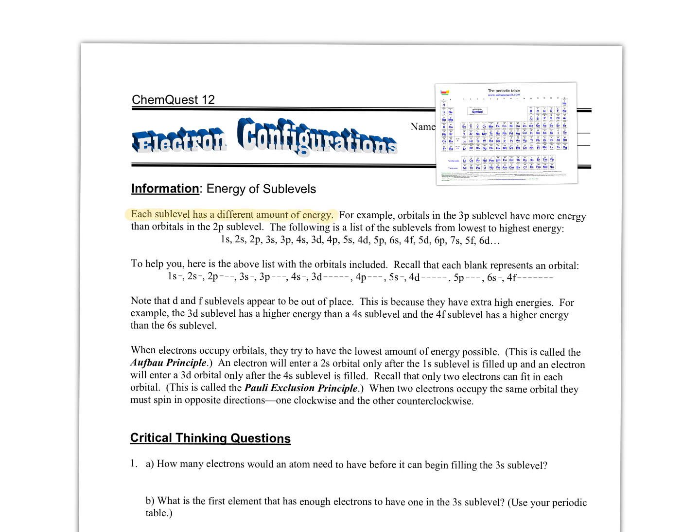For example, orbitals in the 3p sublevel have more energy than orbitals in the 2p sublevel. The following is a list of the sublevels from the lowest to the highest energy. So you can either memorize this or we learn ways to help us remember. And then another way to look at the list is showing the little orbitals.